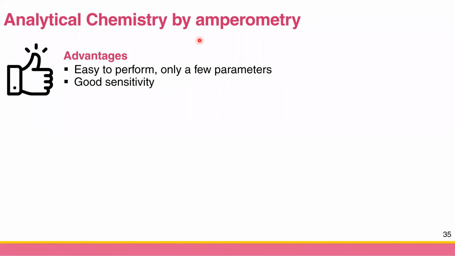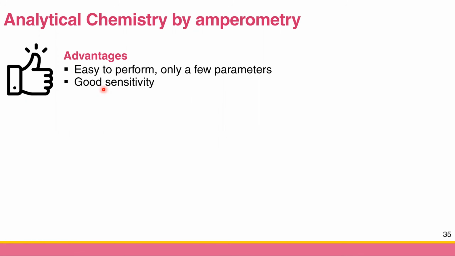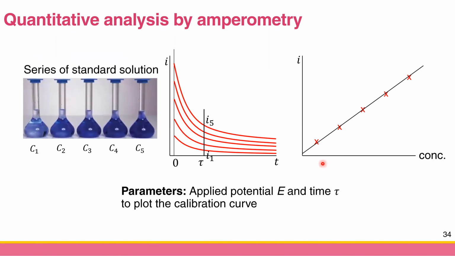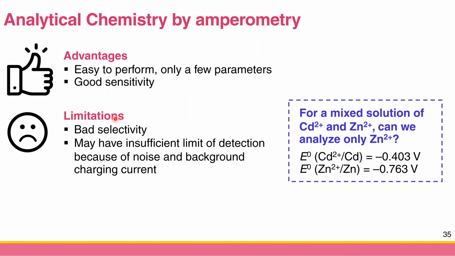Let's talk about the advantages and limitations of amperometry. The advantage of amperometry is that it is very easy to perform because you have only a few parameters. You just have to choose E and tau to plot the calibration curve. And the sensitivity is kind of good. Yeah, the slope is not too low actually. But there are some limitations.